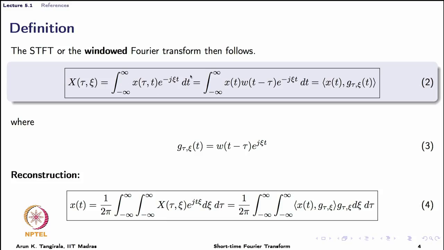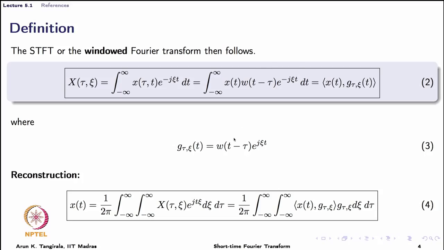Now, my time axis of course runs from minus infinity to infinity, because I am looking at a theoretical problem. So, now I have substituted for x of tau comma t here, I have expanded it. Now, my window function appears. The nice thing about this integral is I can write this as an inner product between x of t and a function g with subscripts tau comma z, and that g is a function of time t.